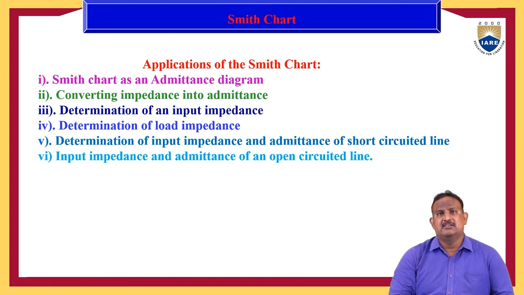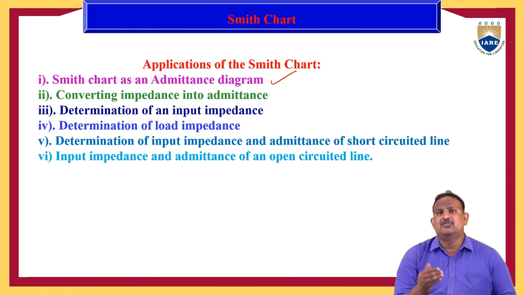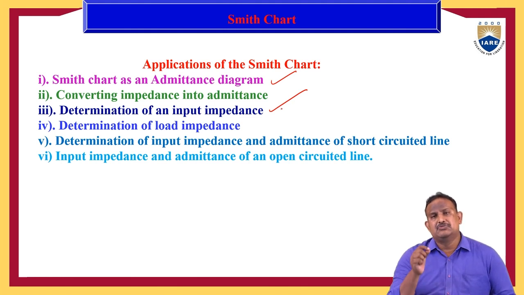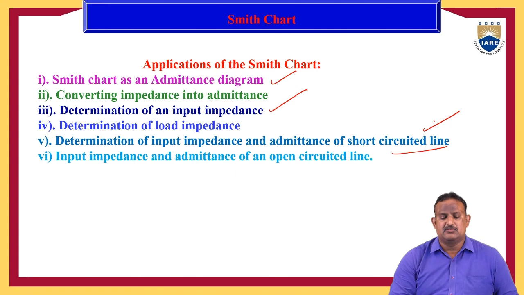The applications of a Smith chart are, the Smith chart as an admittance diagram. It can be used as an admittance diagram, to convert impedance into admittance, or to convert admittance into impedance. It is used for determination of input impedance of a transmission line and determination of load impedance of a transmission line. It is used for determination of input impedance and admittance of both short circuited and open circuited lines, and to find both impedance and admittance of open and short circuited lines in all applications of a transmission line.